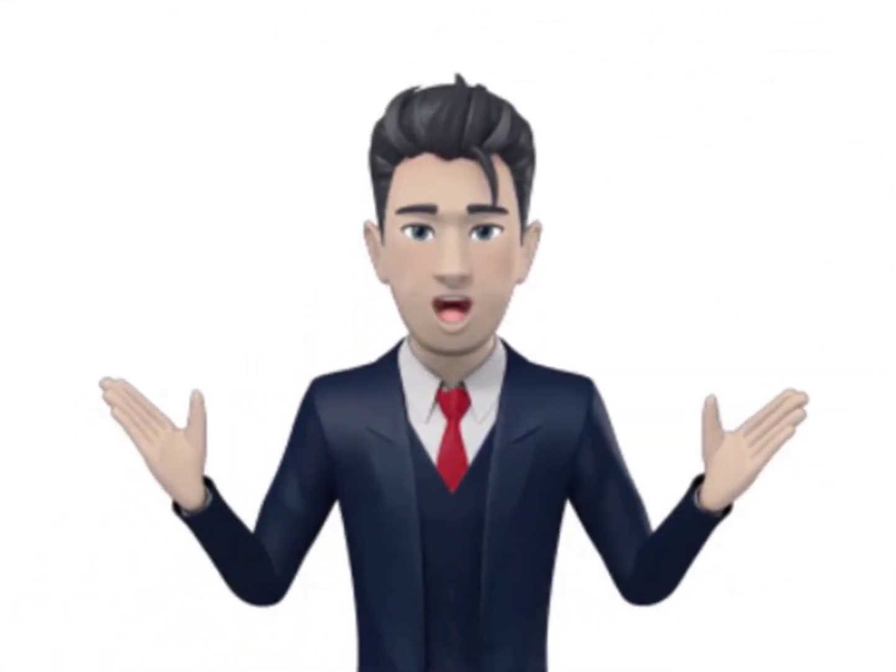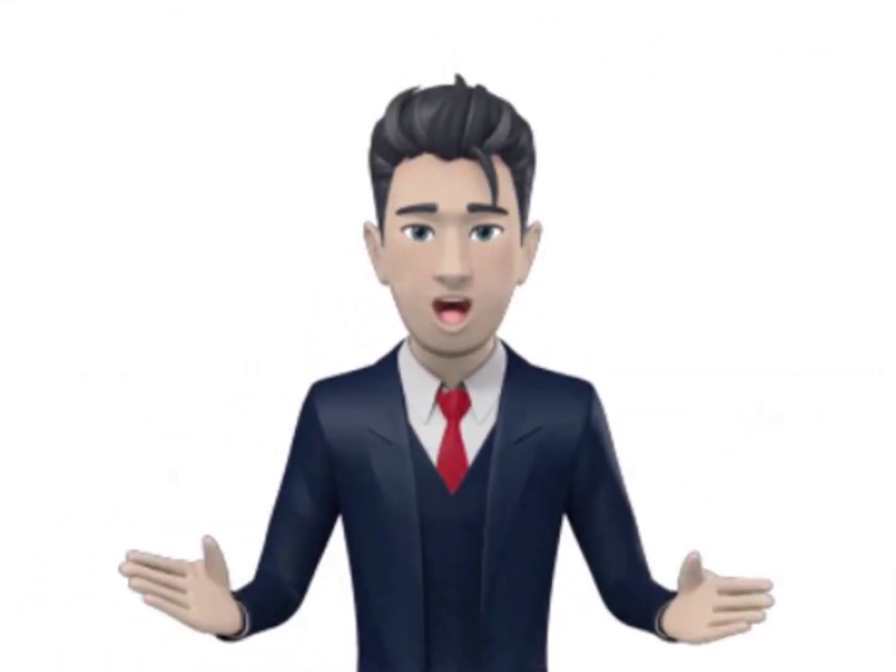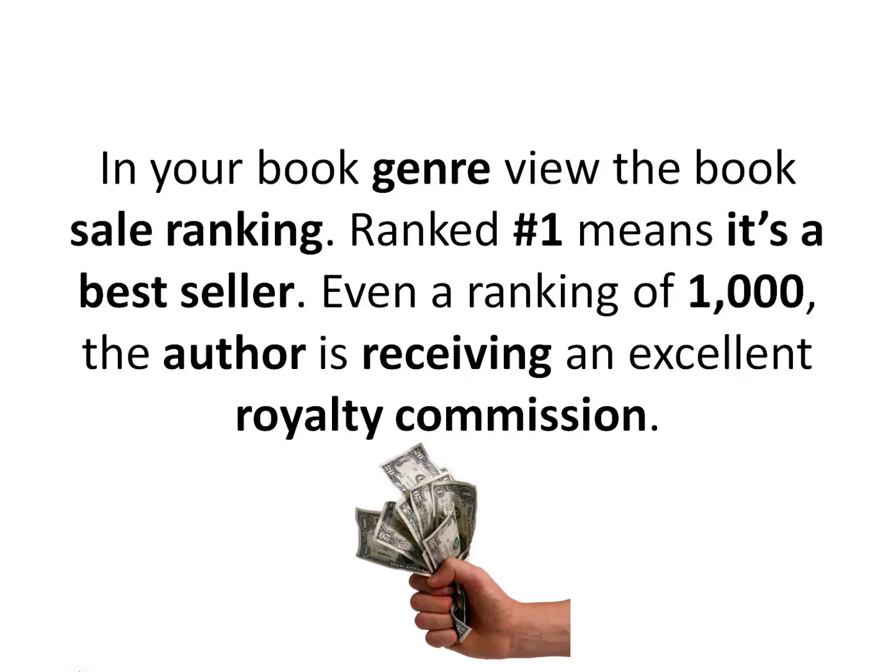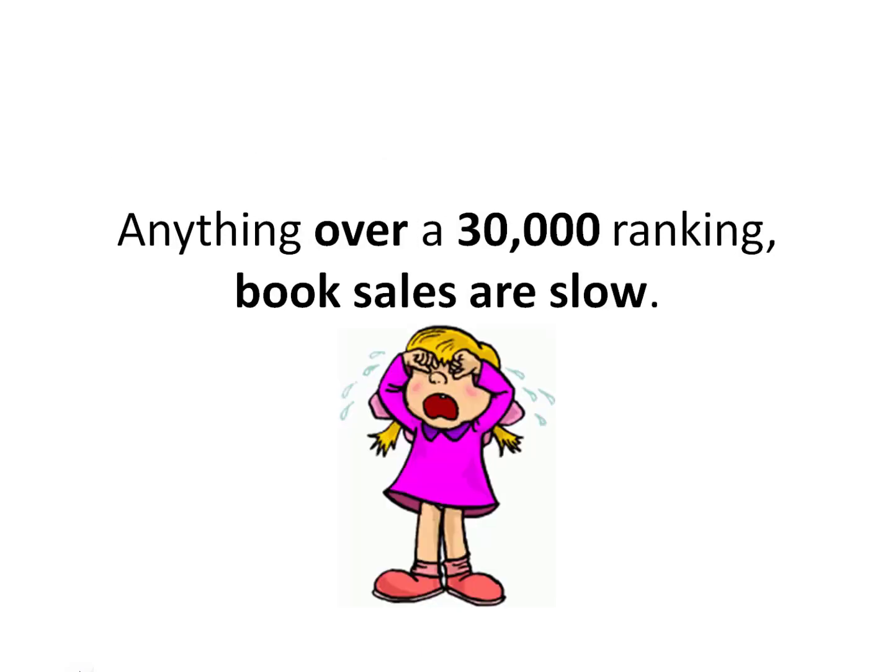How do I know what books are selling and making money on Amazon and Kindle? In your book genre, view the book sales ranking. Rank number 1 means it's a bestseller. Even a ranking of 1,000, the author is receiving an excellent royalty commission. Anything over 30,000 ranking, book sales are slow.